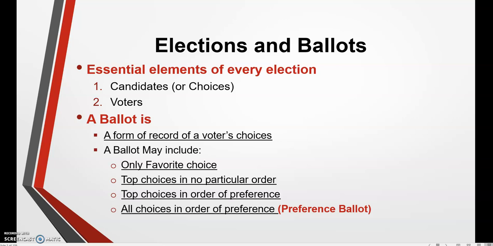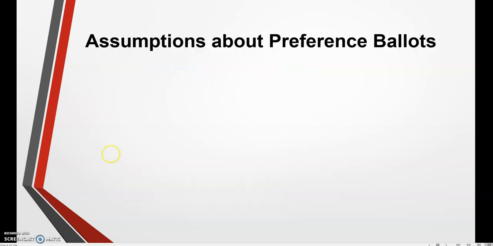You can give your top choices in order of preference. So in that case, you might give your first and second choice, or your first, second, and third choice. Or you can give all of the choices in order of preference, and that's called a preference ballot. And so for our intents and purposes, we're only going to work with preference ballots. So all of the choices are going to be on the ballot, and they're going to be in order of preference from first to last.